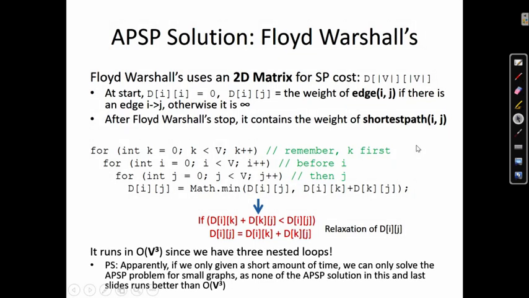If you see, the analysis for this is very simple. It's just three nested loops, each one big O of v number of iterations. So it's big O of v cube. And you'll see that this is just slightly faster than the worst case for Dijkstra's. If you run Dijkstra v number of times, Dijkstra will be v cube log v. So this will be better in the worst case.